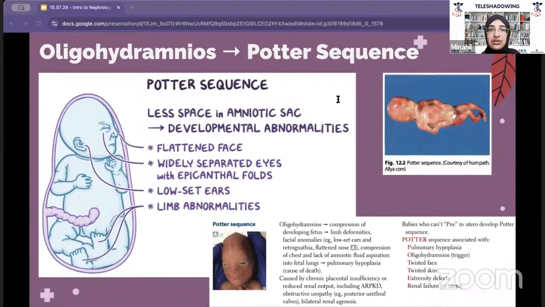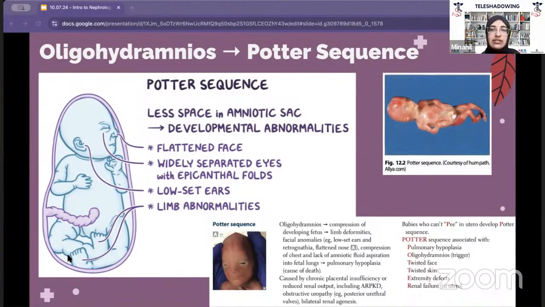It's basically becoming compressed in the womb, and that leads to a range of physical abnormalities known as the Potter sequence, or also Potter syndrome, which includes a flattened facial profile. As you can see here, the face is getting a little bit flattened. There are low set ears and also limb deformities, like club feet. And sadly, and very unfortunately, bilateral renal agenesis is incompatible with life.